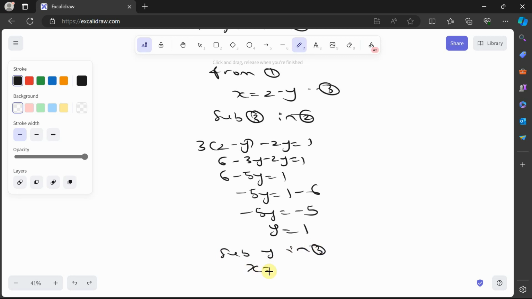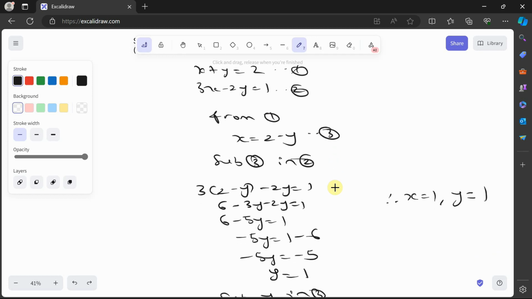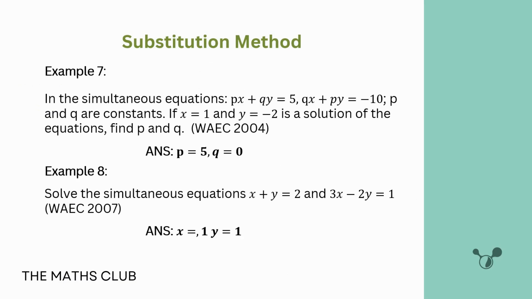So x is equal to 2 minus 1, which is equal to 1. So therefore, x is equal to 1, y is equal to 1. So that's what the question said we should find. Let's see if our answer is correct. So x is equal to 1 and y is equal to 1. If you got that, well done to you.